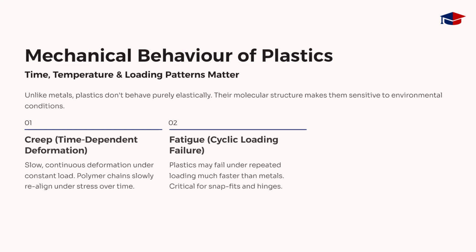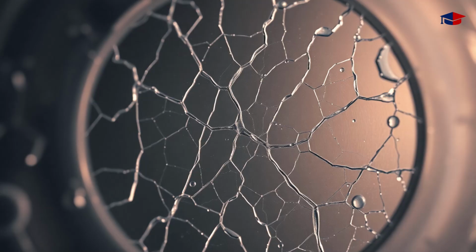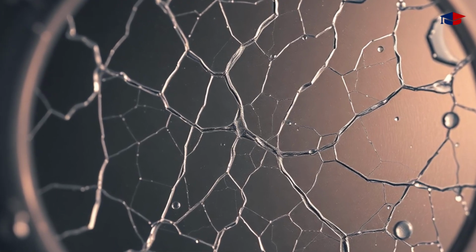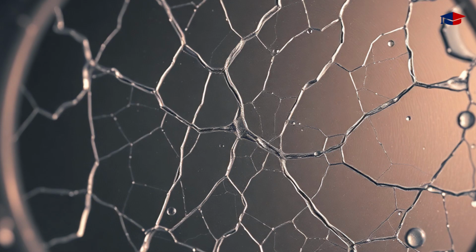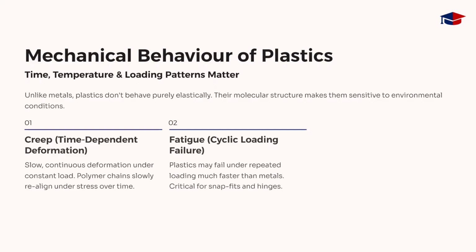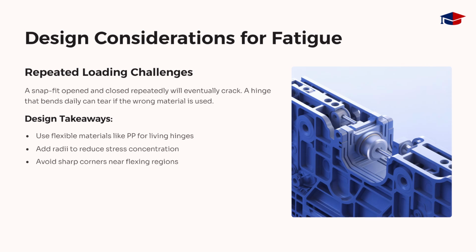Fatigue is another critical behavior. When plastics are repeatedly loaded and unloaded, microscopic damage accumulates inside the material. Over time, this leads to crack initiation and eventual failure. Plastics usually have lower fatigue endurance than metals, which is why snap fits, clips, and hinges require careful design. Flexible materials like polypropylene perform exceptionally well in fatigue, which is why they are used for living hinges. Brittle plastics, on the other hand, may fail quickly under cyclic loading if sharp corners or stress concentrations are present.